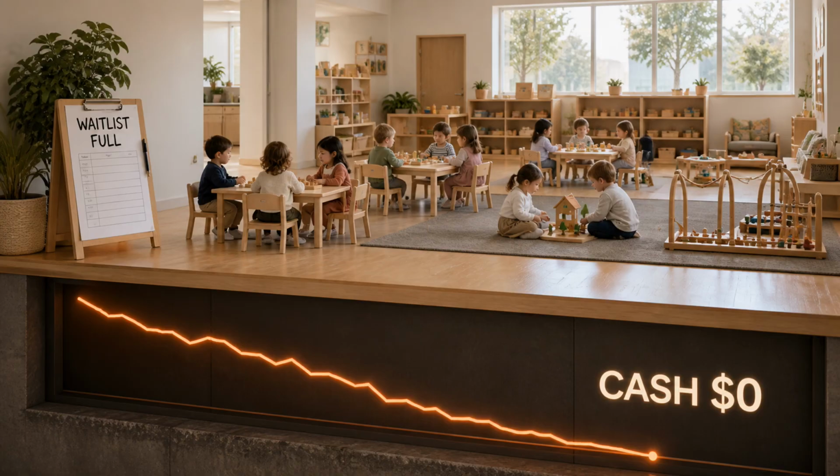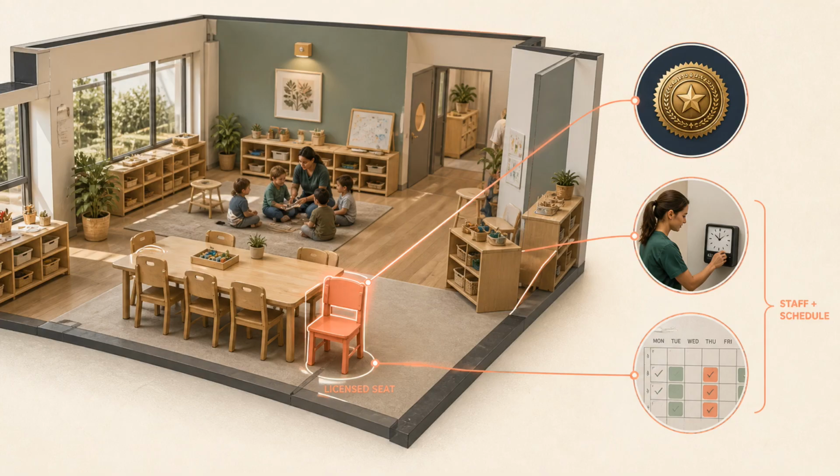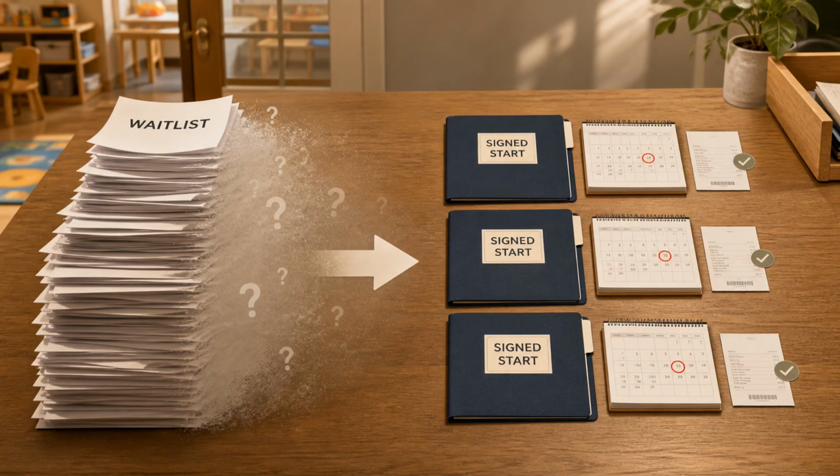A daycare can have a waiting list, classrooms that look full, and still run out of cash. The trap is treating every child as the same unit of revenue. In reality, each enrollment occupies a seat in one licensed age group, consumes a required share of staff time, and arrives on a schedule the building must cover.